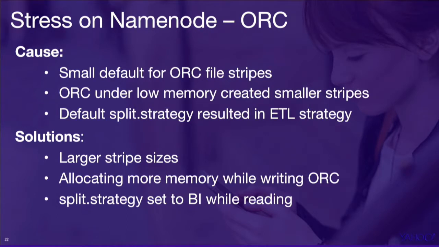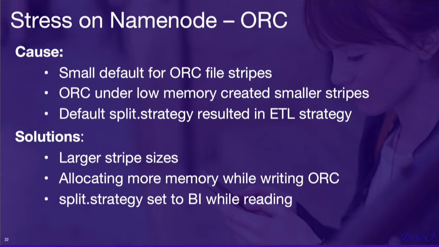The second issue that compounded the problem was that ORC under low memory conditions was creating even smaller stripe sizes than 32 MB, and this was noticed while we were profiling the data files that were actually produced. And the third problem was that on the read side, the split strategy was set to hybrid, and at runtime it resulted in the ETL strategy. What the ETL strategy essentially does is create one split per stripe.